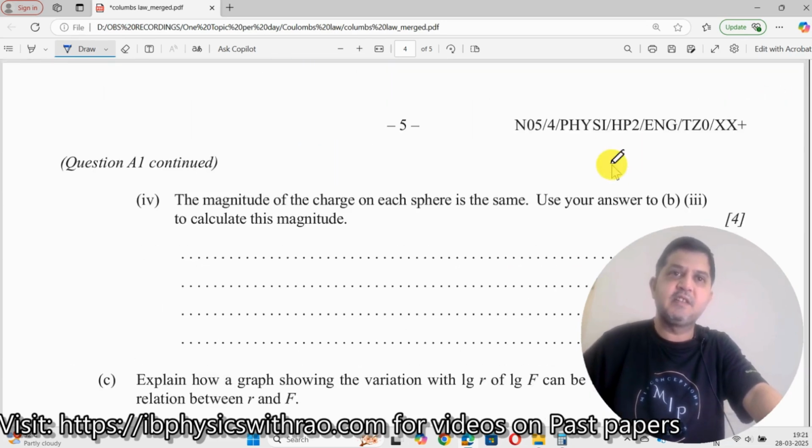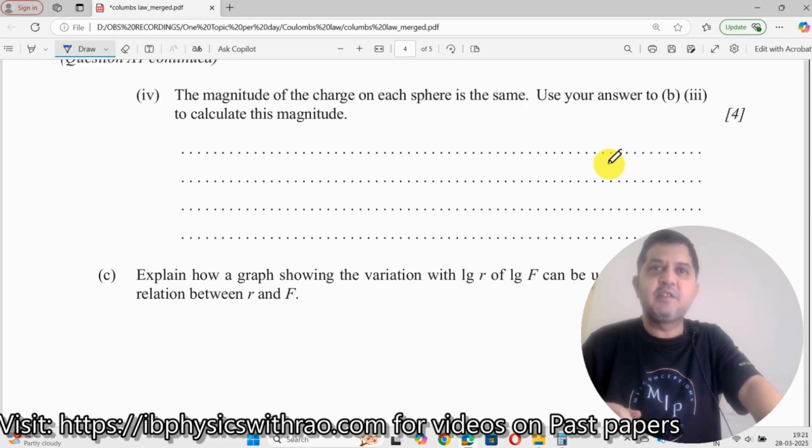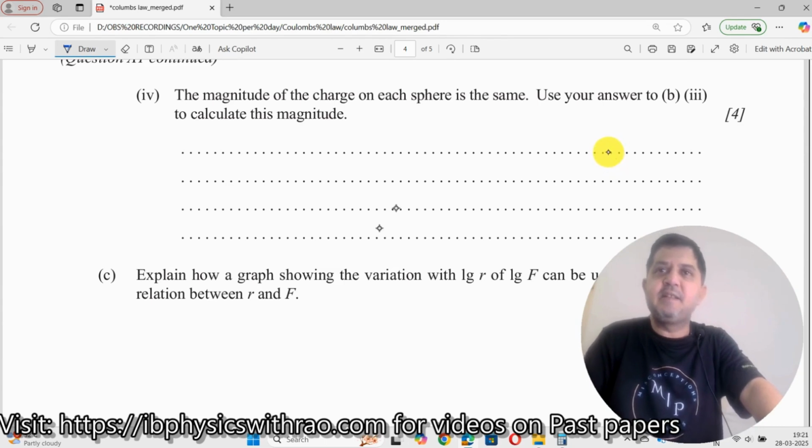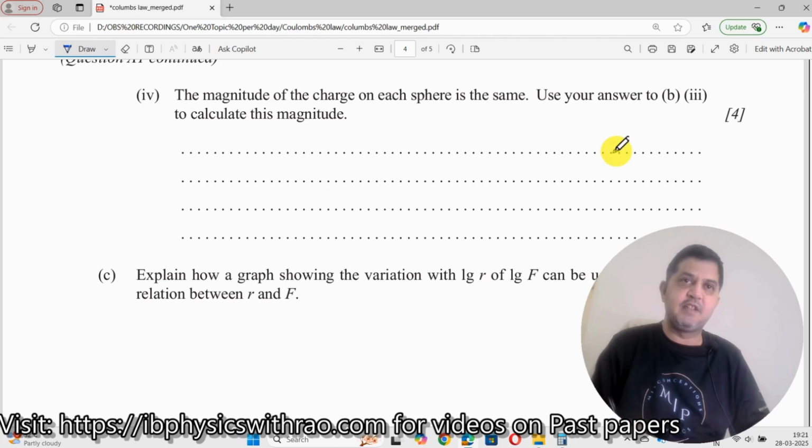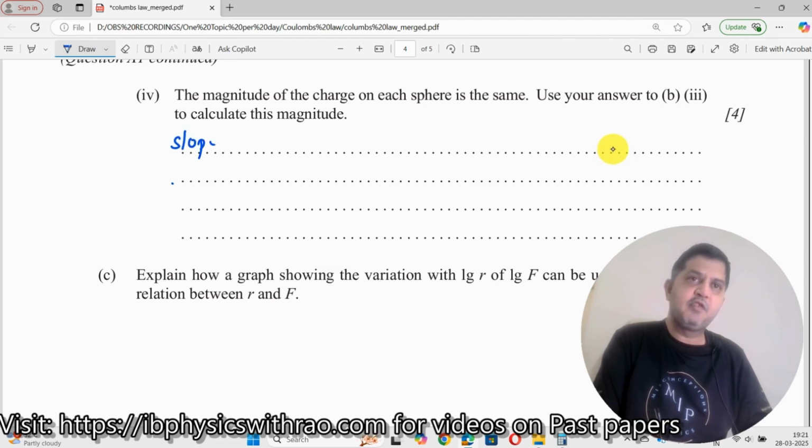Okay, next. The magnitude of the charge on each sphere is the same. Use your answer in B3 to calculate this magnitude. You need to find out what is the charge value. We already found the slope. Now we know slope is equal to delta f divided by delta of 1 by r square.